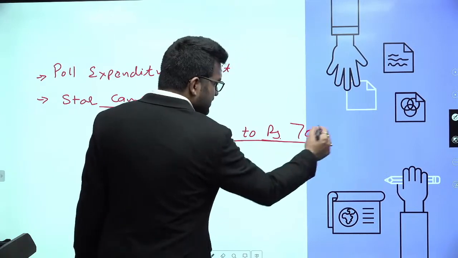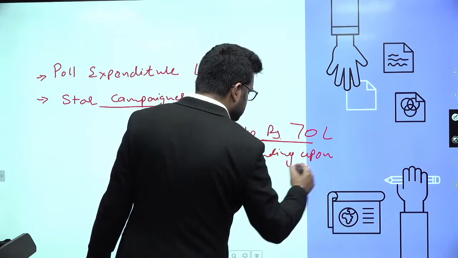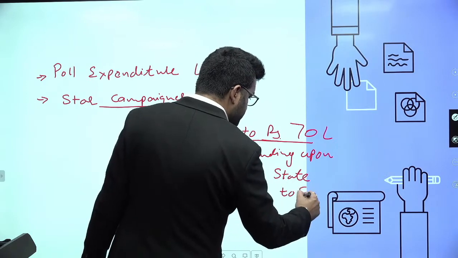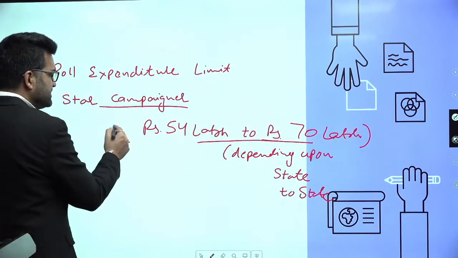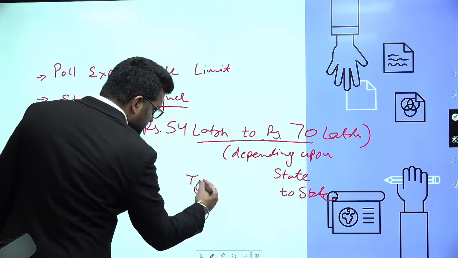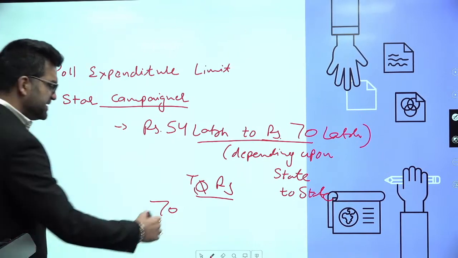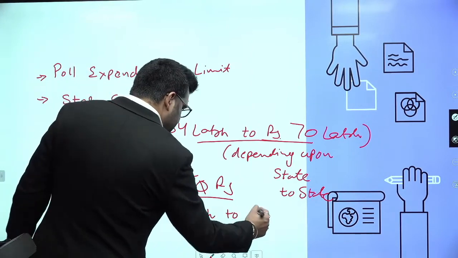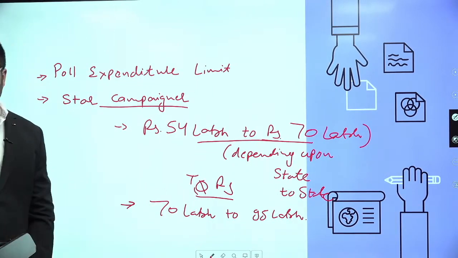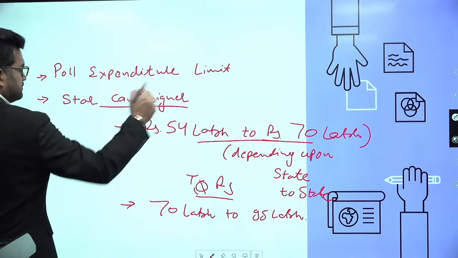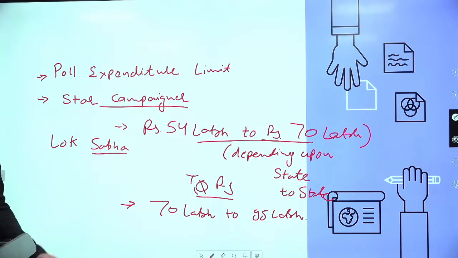It was earlier a huge bracket depending upon state to state, right? ₹54 lakh to 70 lakh rupees depending upon the consumer price index of one state to another. Now it is 70 lakh to 95 lakh rupees. Okay. So this is the new expenditure limit for candidates who are contesting Lok Sabha elections. All right.